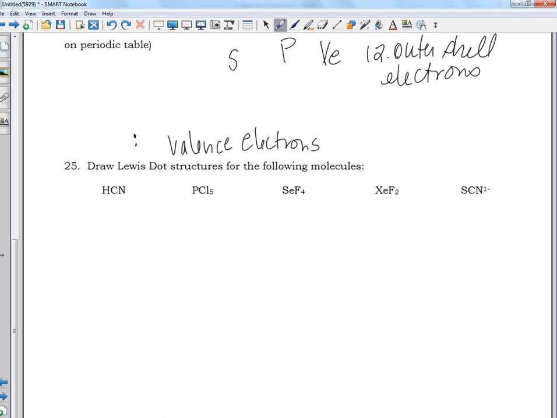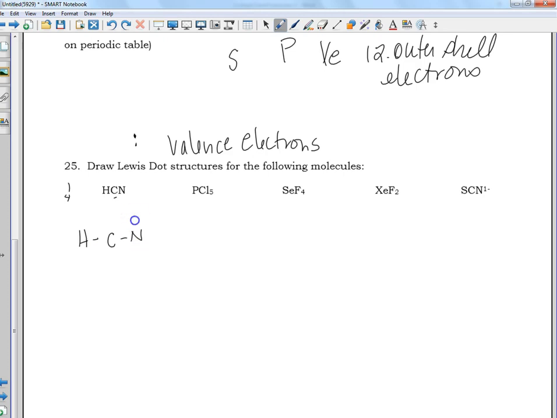Electrons like to occur in pairs. We're going to put the least electronegative atom in the middle. So hydrogen is going to bond to carbon, and that will bond to nitrogen. Now, how many electrons do we have? Hydrogen has 1, carbon has 4, nitrogen has 5. That adds up to 10. There's 2, 4, 5, 6, 7, 8, 9, 10.